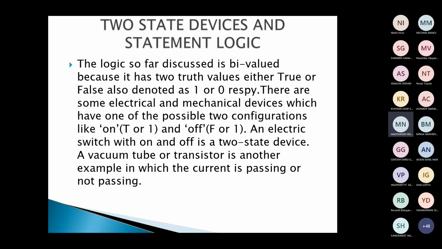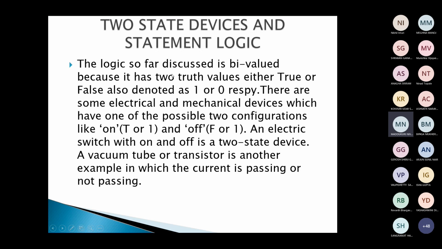Okay, that type of thing we call two-state devices. Only two possibilities are there. I cannot say 50% positive, 40% like that. You cannot have probabilities here. Either it is true or it is false. That's called two-state devices.